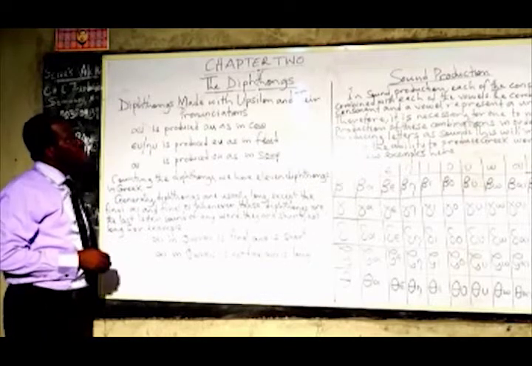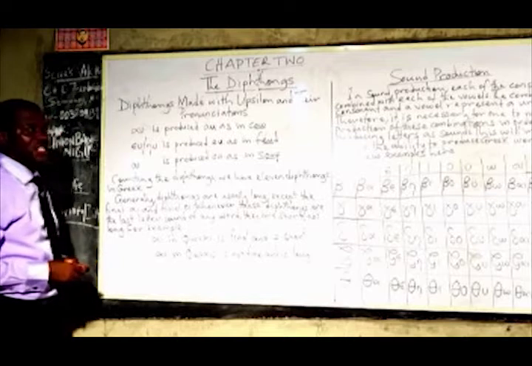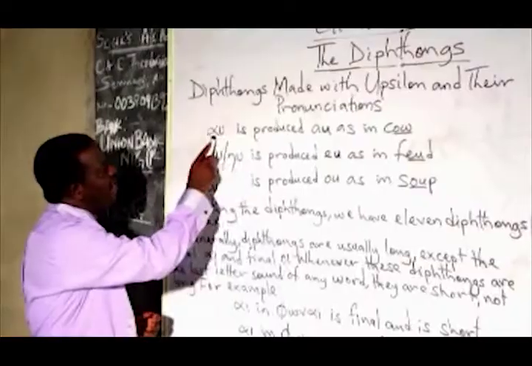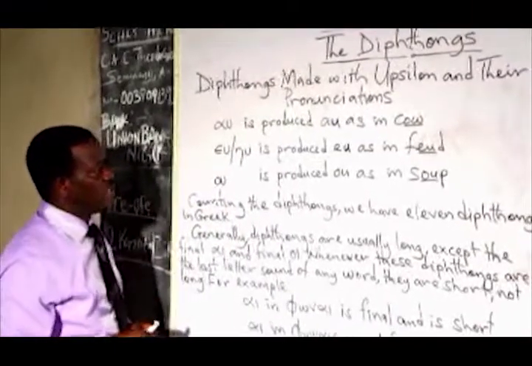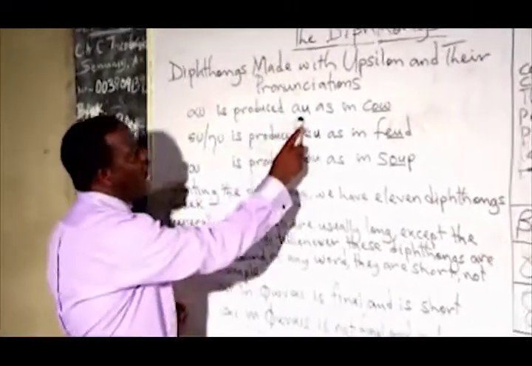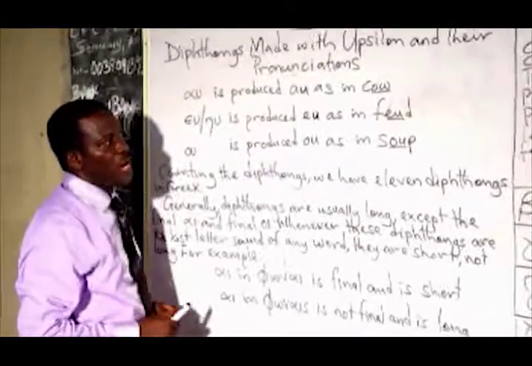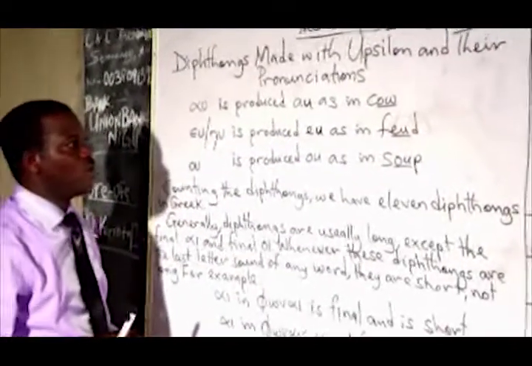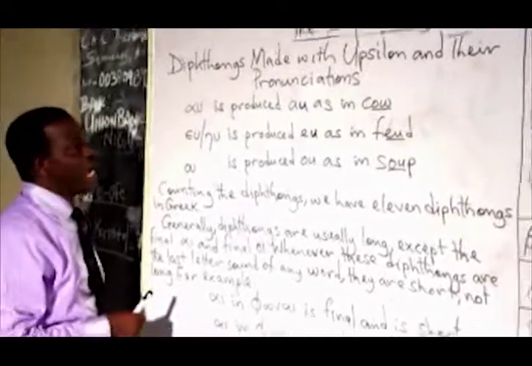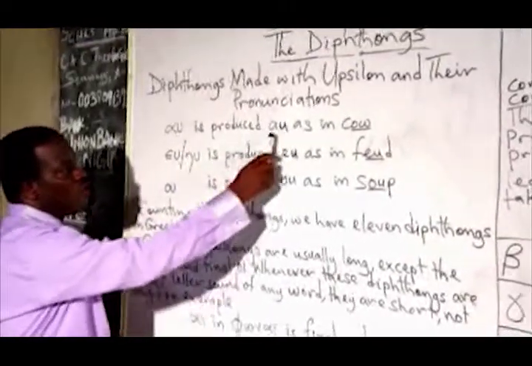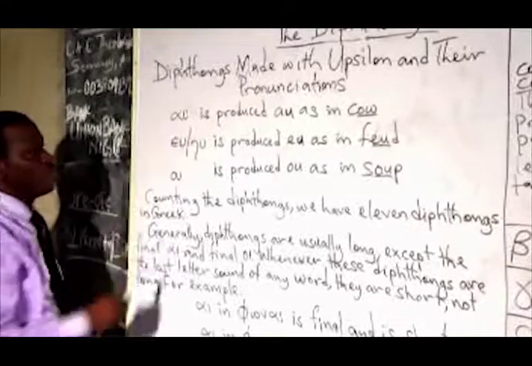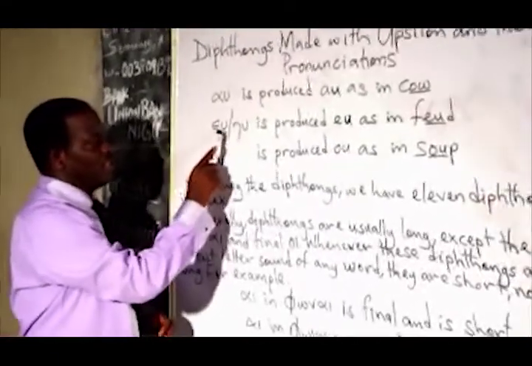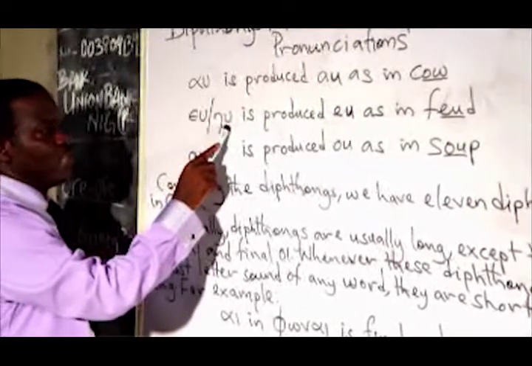The second set of diphthongs are made with upsilon, and these are their pronunciations. The first one is alpha upsilon, and it is produced as "how," as we pronounce the OW in cow. The second one is epsilon upsilon, eta upsilon.